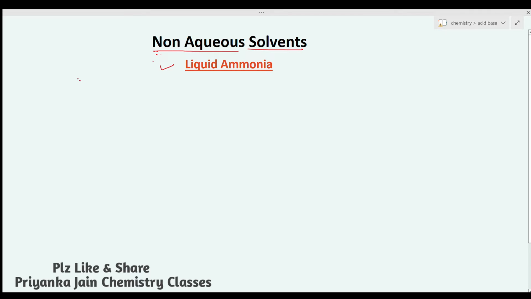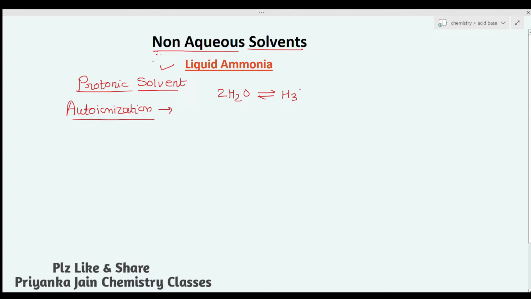Liquid ammonia is a protonic solvent, like water. First, see its autoionization, how it takes place. Whenever we study non-aqueous solvents, we should know about their autoionization, that is, the self-ionization. As we have seen in the case of water, 2H2O autoionizes to give H3O plus and OH minus ions, right?